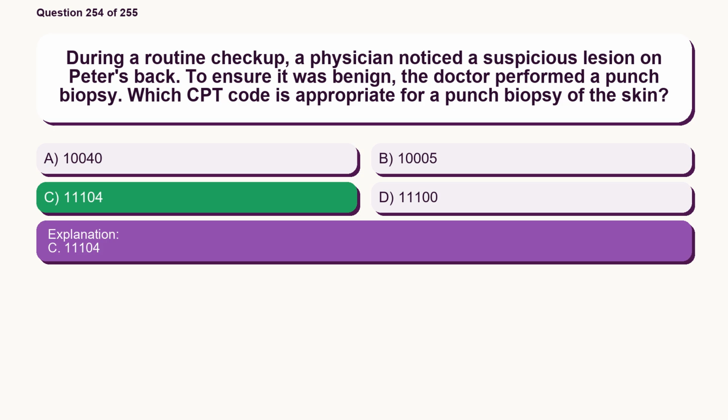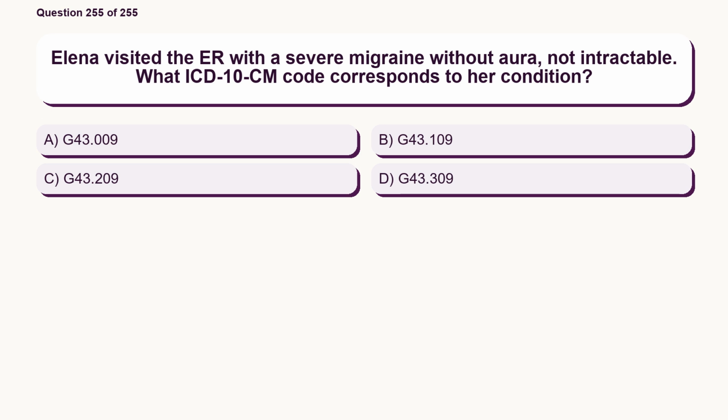Question 255. Elena visited the ER with a severe migraine without aura, not intractable. What ICD-10-CM code corresponds to her condition? Option A, G43.009. Option B, G43.109. Option C, G43.209. Option D, G43.309.